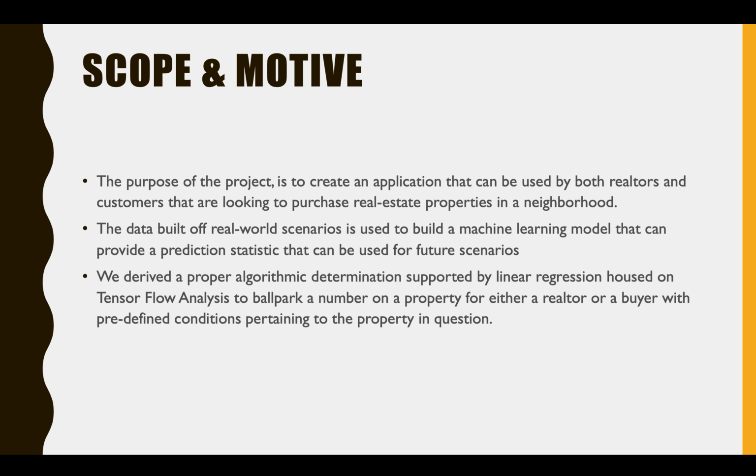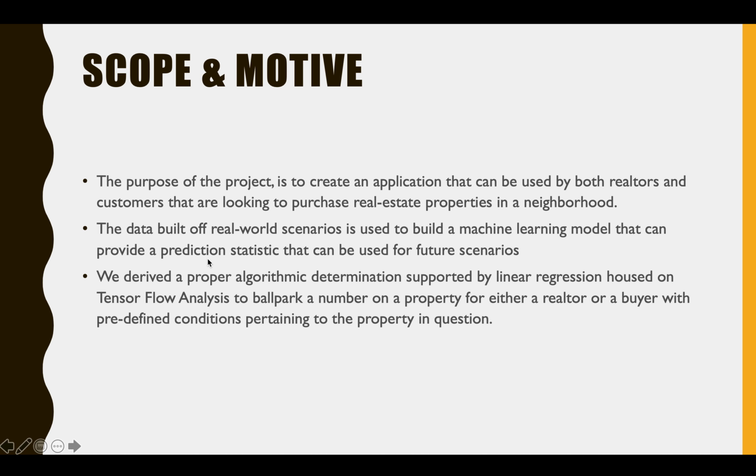So I'm going to talk a little bit about the motivation. The motivation of this project and the purpose of the project was to create an application that can be used by both realtors and customers that are looking to buy and sell properties in a neighborhood. So the initial data set was set in Chicago. The data is built off of real world scenarios and is being used to build a machine learning model that can provide a prediction statistic that can be used for future scenarios.